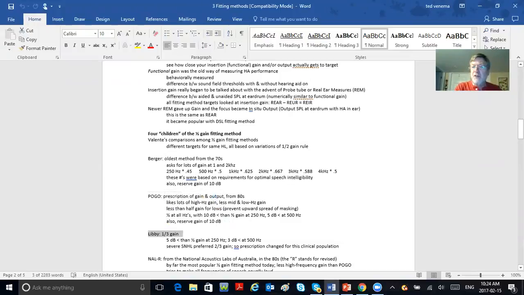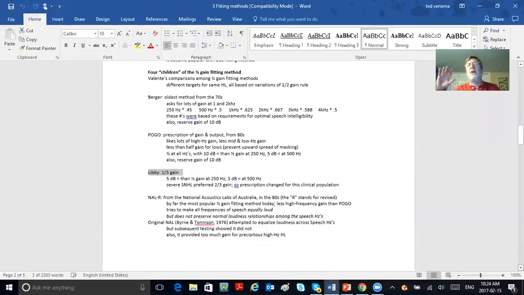Then came Libby. Interesting. Libby said, you guys are all giving too much. I think mild to moderate sensory neural loss, they like about a third gain. Half gain's too much. However, if you've got a more severe hearing loss, they want more than half gain. They like 2/3 gain. Cool. Let me tell you something about what's neat about Libby. The Libby fitting method was the first method to address the word sensory neural.